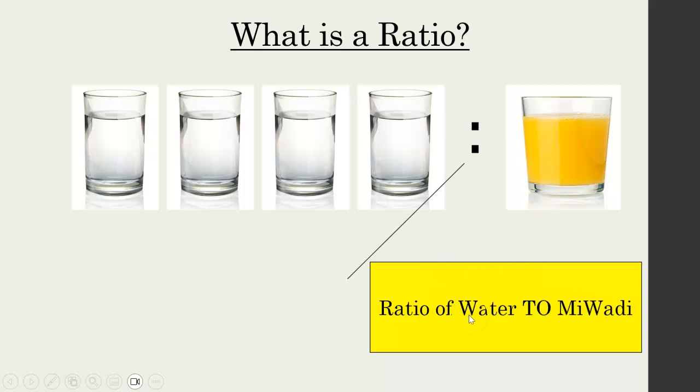Now it's important to note that it's water to Mywaddy, not Mywaddy to water. So we read from left to right, just like reading sentences. So we start off with water to Mywaddy. Now you'll see why that's important later on in another example.